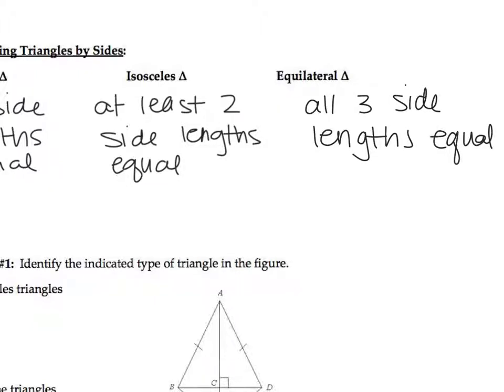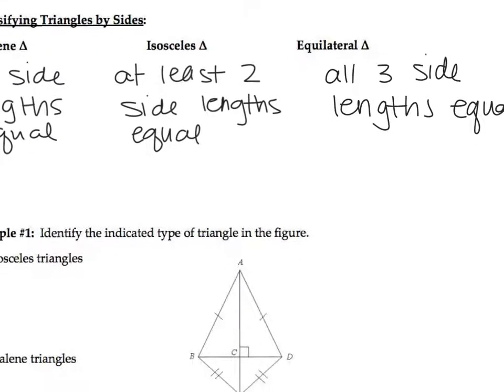And you can classify a triangle by both its angles and sides at the same time. So you can have an acute scalene triangle or an acute isosceles triangle. You can combine angles and sides when classifying.